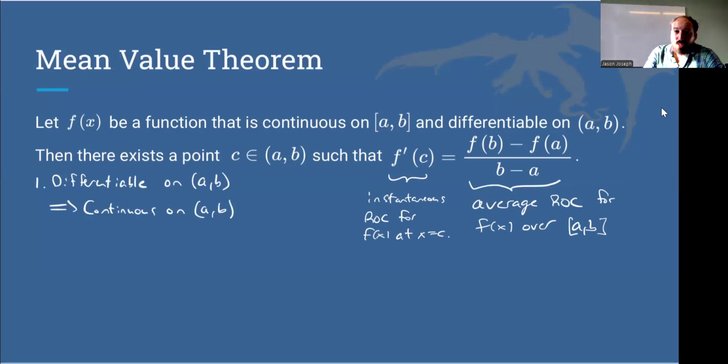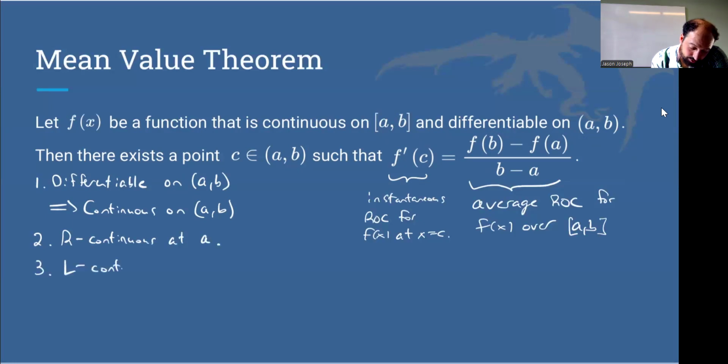So if you check differentiability over the open interval, you've already checked continuity over the open interval, but you still need to check it because there's a difference between this and this. So we still need to check that you're continuous at the two endpoints. So you need to be right continuous at the left endpoint, A, and you also need to be left continuous at the right endpoint, which is B.